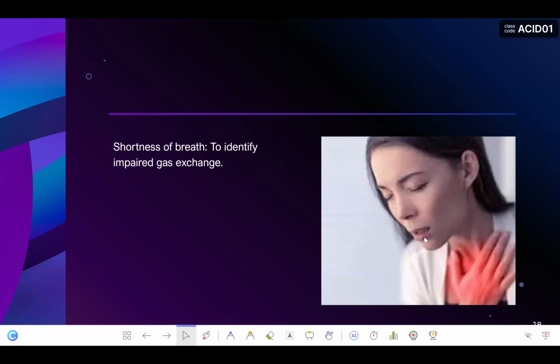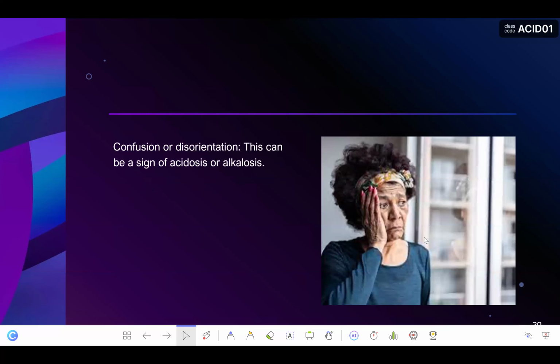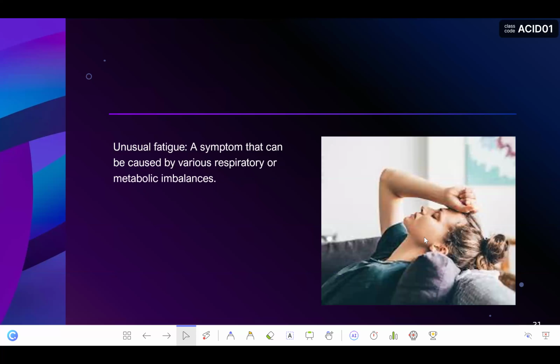For any patients that have shortness of breath, it helps us to identify impaired gas exchange. In neuromuscular disorders, it helps to monitor for potential respiratory failure in conditions like myasthenia gravis or Guillain-Barré syndrome. Patients that suddenly come down with confusion or disorientation, that can be a sign of acidosis or alkalosis, and it's one of the tools that we use to rule that out. Same thing with unusual fatigue. That can also be a metabolic or a respiratory imbalance.